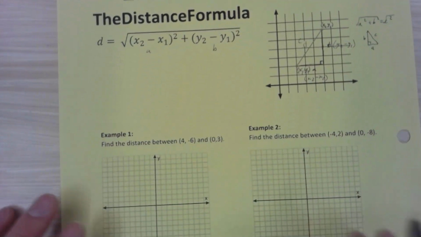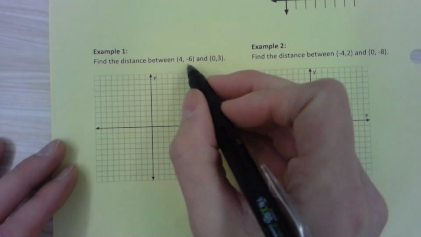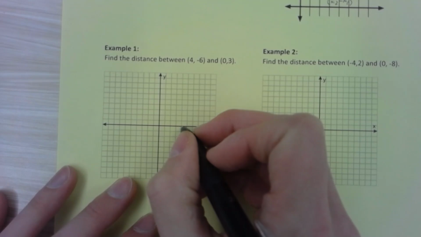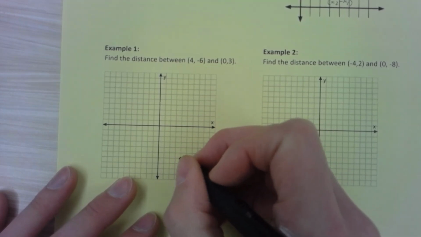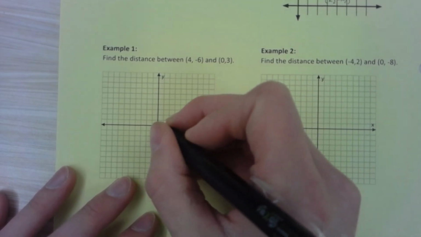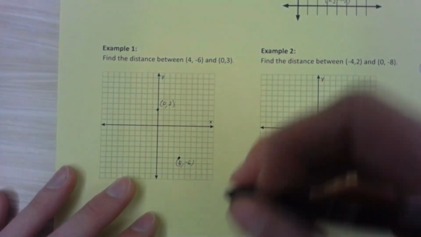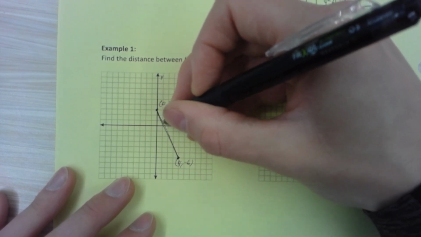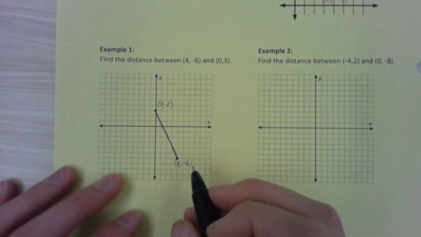So let's see an example. If I want to find the distance between (4, -6) and (0, 3), we'll start by plotting those. 4 to the right and 6 down, there's our (4, -6). Then (0, 3): 0 left to right, 3 up, 1, 2, 3. There's our point (0, 3). And then we can connect those dots. So this segment is what we're finding the length of. We're finding the length or the distance or how far apart they are. Those are all different ways to ask that same question.